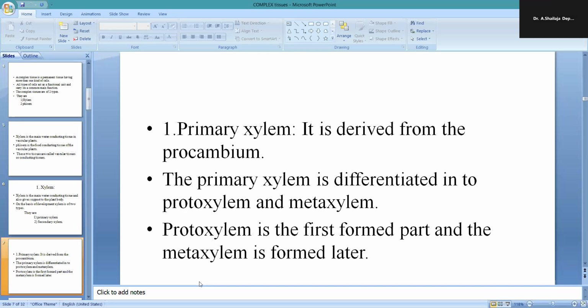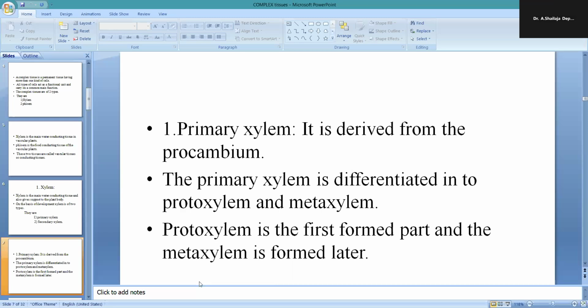Developmentally, xylem is distinguished into primary and secondary. The primary xylem is derived from the procambium. The primary xylem is differentiated into protoxylem and metaxylem, which are present in the primary plant body, that is in vascular bundles. The first formed primary xylem elements are called protoxylem. Protoxylem is the first formed part and the metaxylem is formed later. That is the difference between protoxylem and metaxylem.